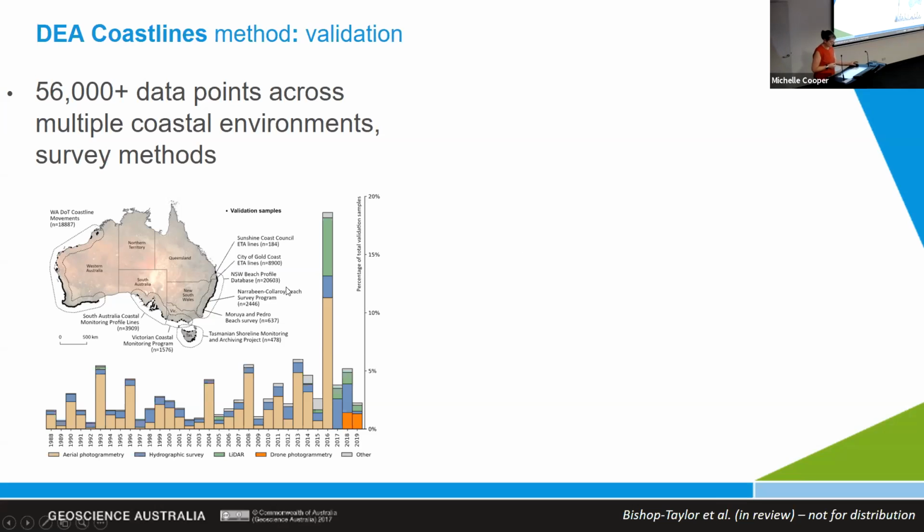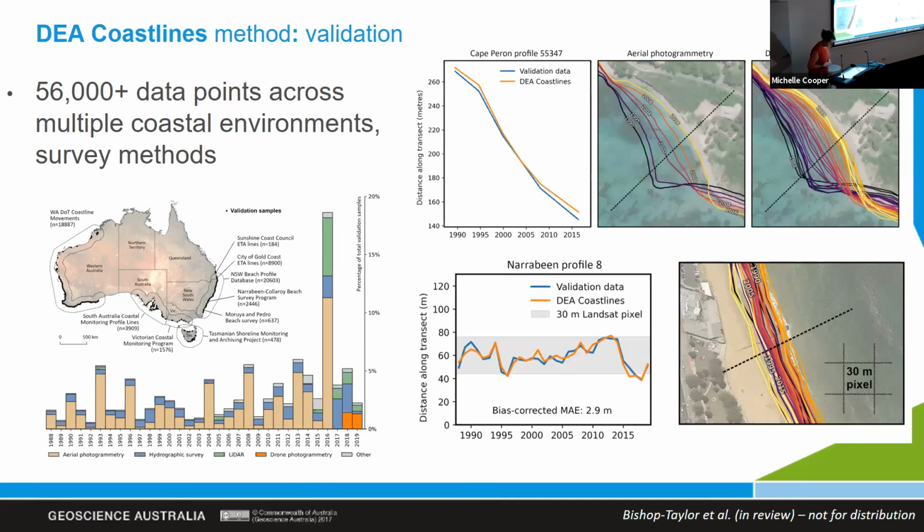This is the distribution of these validation data sets from the Sunshine Coast in southern Queensland up here, round through Tasmania, across the southern part of the continent, all the way up past Broome in Western Australia. And you can see these data sets have varied from being primarily aerial photogrammetry and hydrographic survey earlier in the record until the last few years where we see a large spike in LiDAR and drone photogrammetry. So there's a broad suite of validation data set types and a lengthy period of validation data over the entire record. Certainly lends support to our interpretation of it.